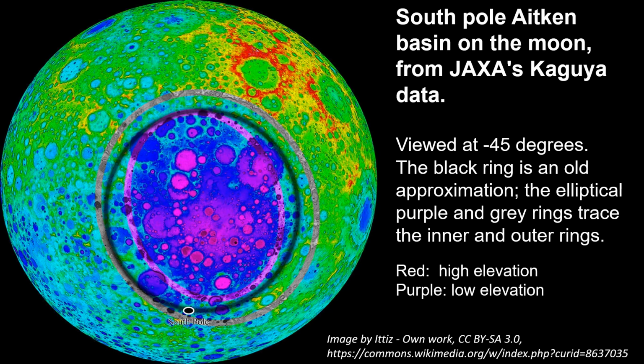Here is a view of the South Pole Aitken Basin from JAXA's Kaguya data. JAXA stands for Japan Aerospace Exploration Agency. Viewed at -45 degrees, the black ring is an old approximation. The elliptical purple and gray rings trace the inner and outer rings of the crater. The color coding in red indicates high elevation, and purple indicates low elevation.